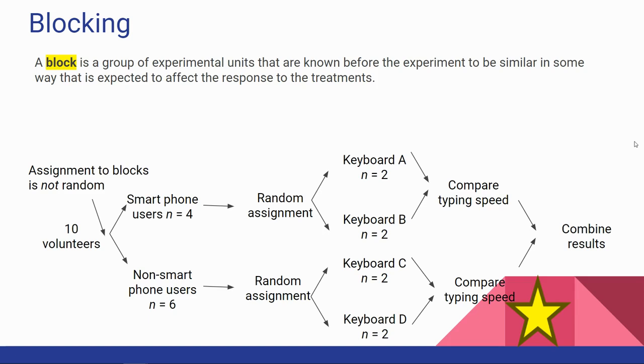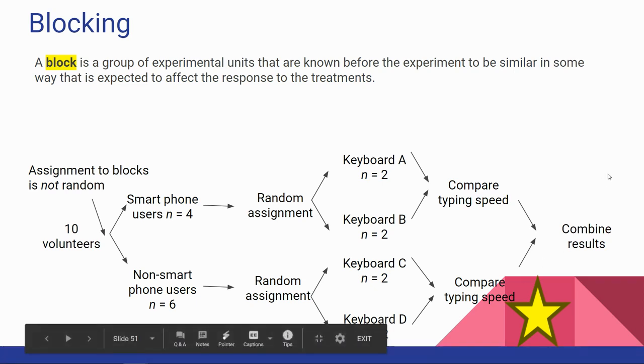An example here would be you have 10 volunteers. Some of them are smartphone users, some of them are not smartphone users. You would group them based on that, not randomly yet. After they are grouped into those two groups, then you do the random assignments into their testing groups, the keyboards A, B, C, and D. Then you would compare their typing speeds in each one of those groups within the smartphone group, and then you would compare them in the non-smartphone groups. And then you would compare those two big groups to each other and combine the results.